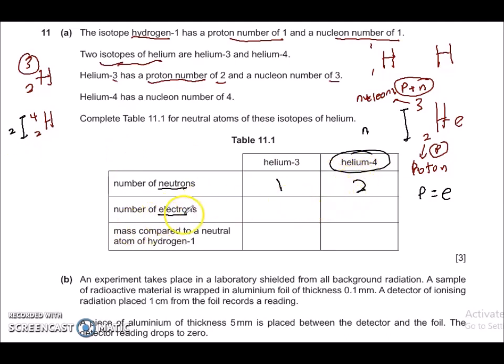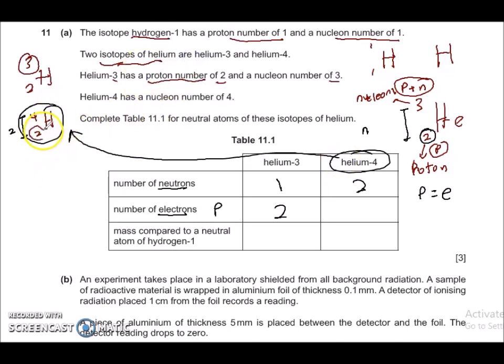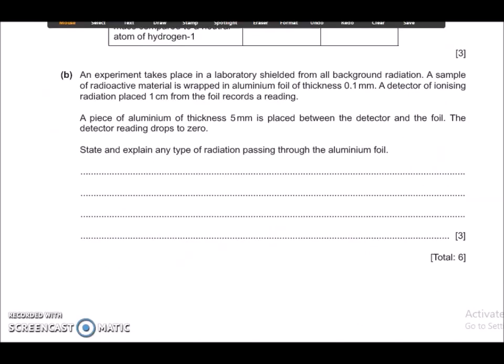Okay, electron, they will follow the proton number. Proton number we just have to find. Okay, look at helium 2, you got that 2, right? So just put that 2. Helium 4, you refer to this one. Okay, so you'll be getting here 2, your answer. Okay, comparing 3, 4. So here will be 3 and 4. Mass compared to neutral atom of hydrogen 1.